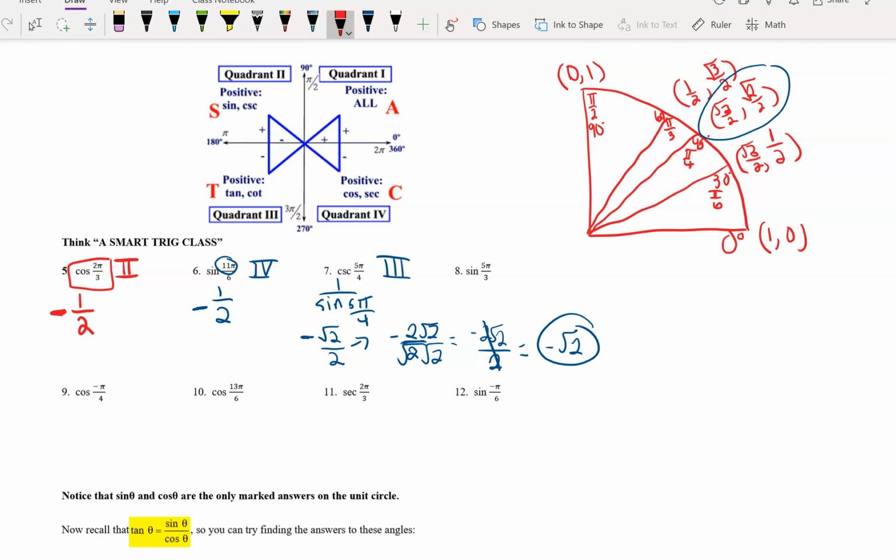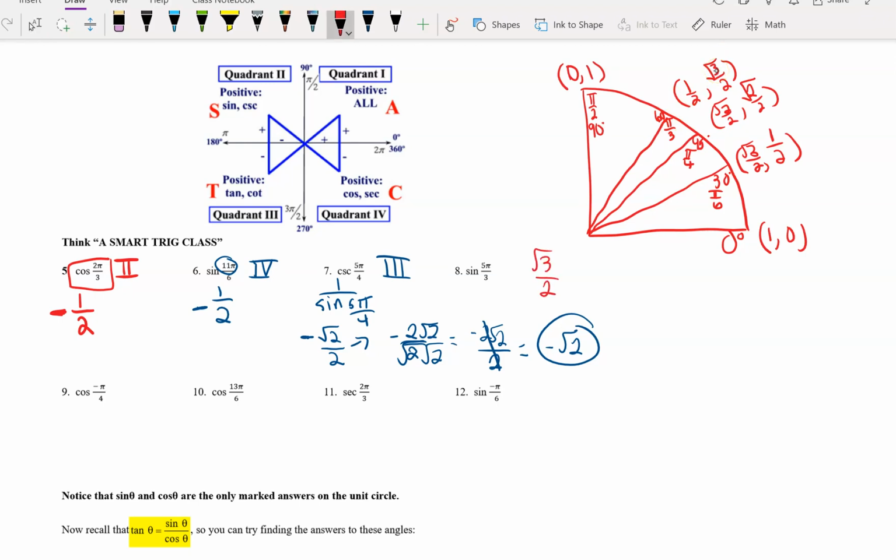Kind of ran out of room for number 8, so we'll have to change colors and squeeze it in there. So sine of 5 pi over 3. We're going to find just sine of pi over 3. So we look at pi over 3 right here, and sine is your y coordinate. So it's just going to be root 3 over 2.